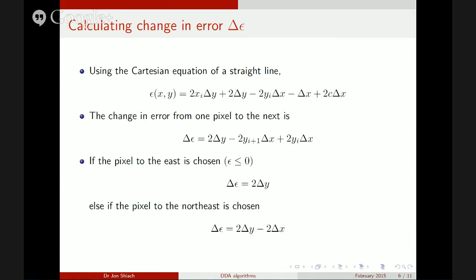But calculating the error at each step is, again, more unnecessary calculation. What we try to do is just add an increment to our error. It turns out that whether we go to the east pixel or the northeast pixel, the increment is always constant, because the slope of a straight line is always constant wherever you are on the line. Actually, I'll just show you a derivation of that. I've got an expression on the board. I'll just show you where this comes from.